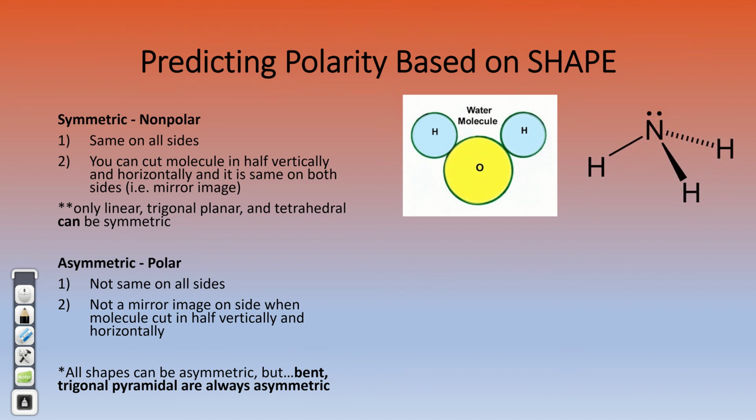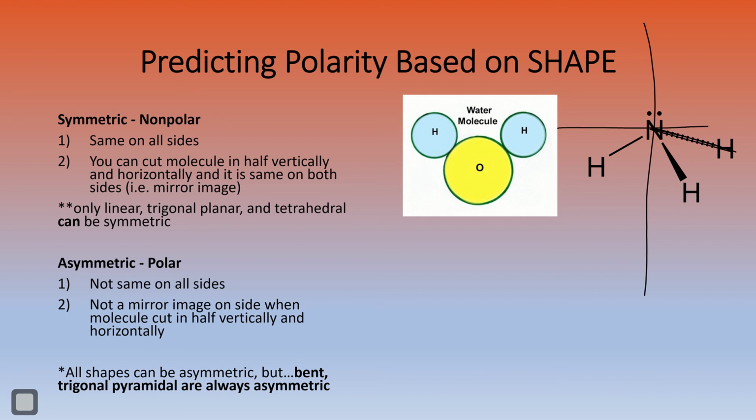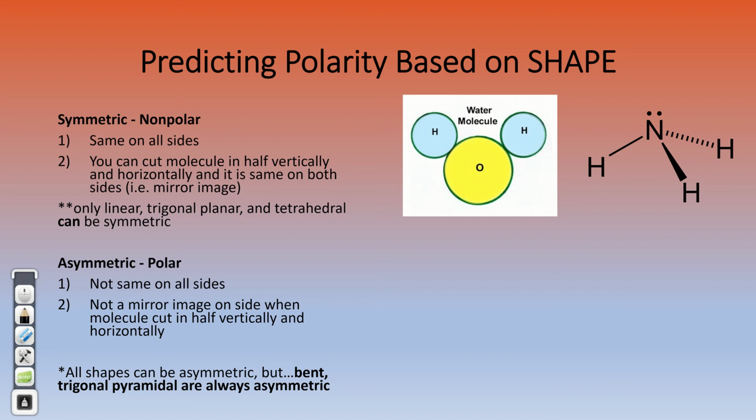There are ways that we could try to cut this. Technically I could cut through the middle, and it's kind of tough to see, where I cut right along this one and it's the same on both sides. But if I cut horizontally across the nitrogen atom, it's not the same, top and bottom. Again, that's trigonal pyramidal, so that would be polar as well.